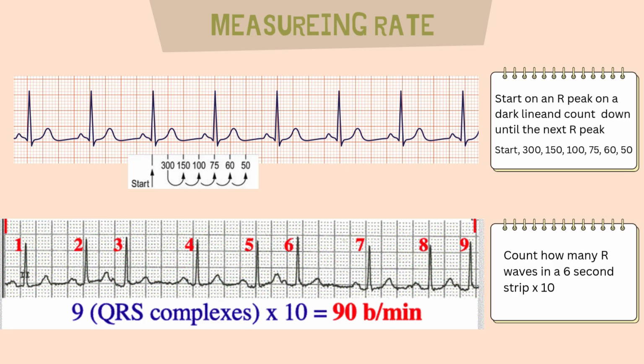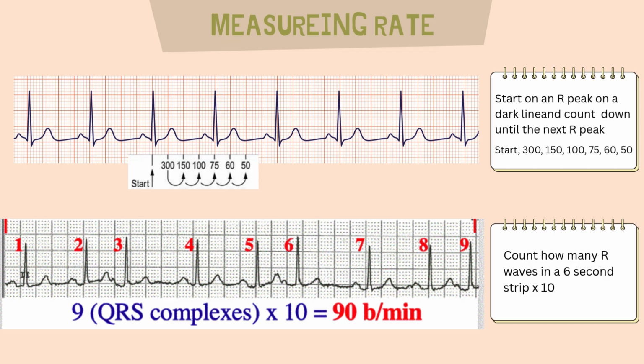The Start 300 method essentially is utilized for a regular rhythm. So how do we know that it's regular? It's when our R to R intervals are equal. If we have an R and in 3 boxes we have another one, and in 3 boxes we have another one, and in 3 boxes we have another one, it's regular, and we can utilize the Start 300 method.